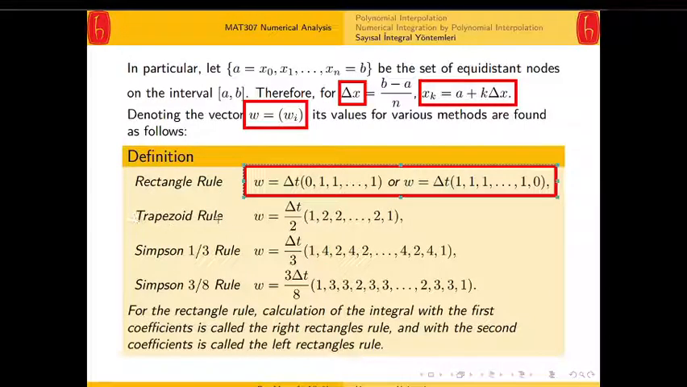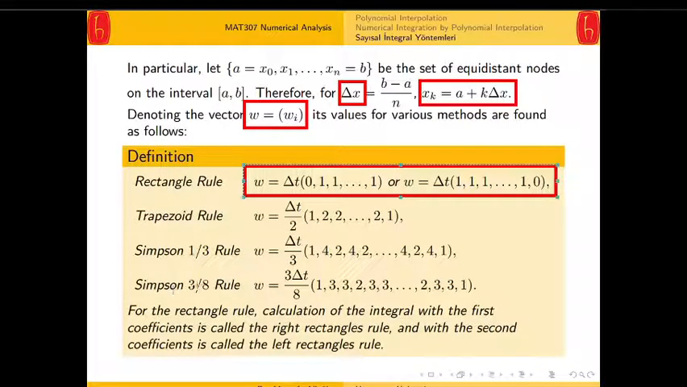And for the trapezoid rule, we see w is equal to delta t over 2 times this vector. So this will be w0, w1, w2, and so on. So these are the weights, wi values for trapezoid rule. And Simpson's 1/3 rule will be in this form, so we can obtain wi values using this vector.